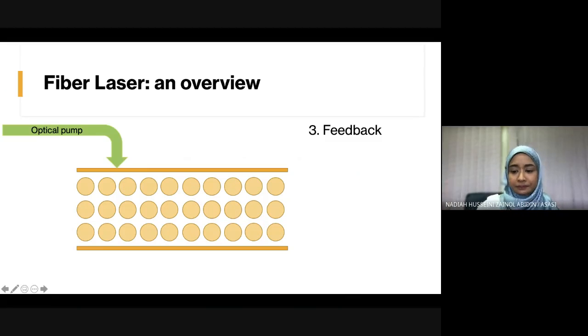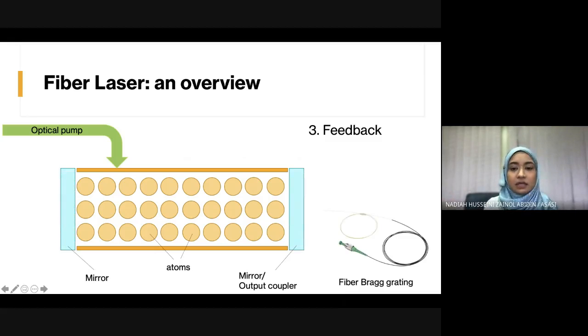I can put in feedback. The third key ingredient to making your own fiber laser is having feedback. Feedback can be obtained by placing mirrors at the end of your optical fiber. Now, it doesn't look like the mirror that you use in your bedroom. It looks like an optical fiber on your right. It's called a fiber Bragg grating. You can also use a broadband mirror, but of course, it still looks like an optical fiber. So everything is in the optical fiber, even your mirrors.